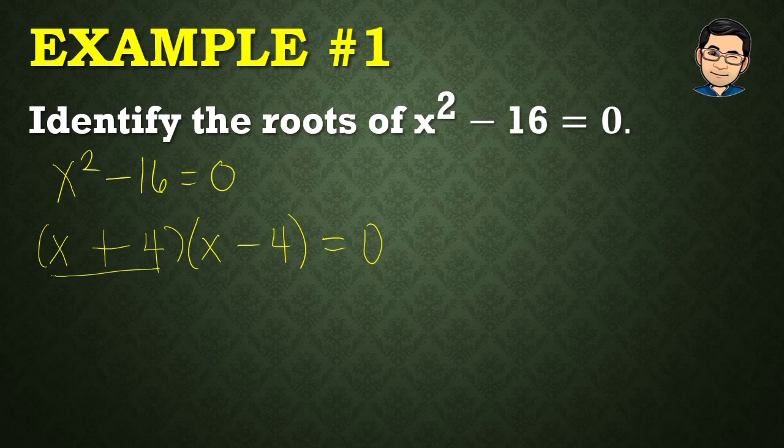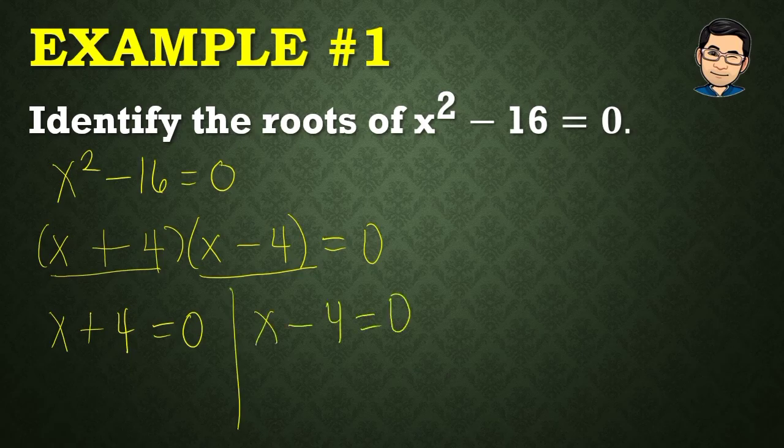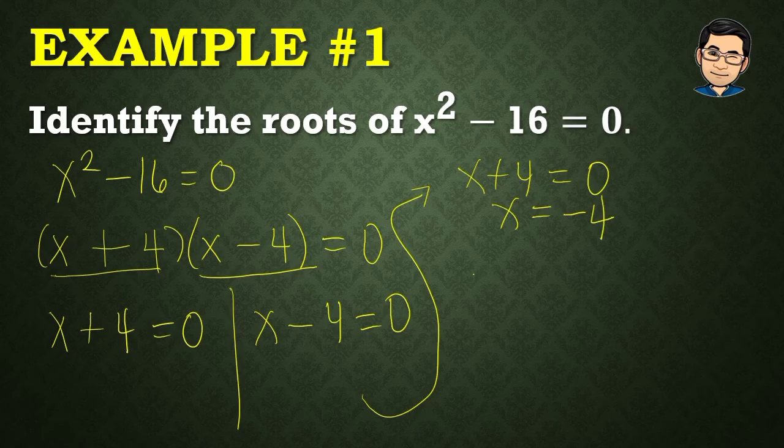Each term ng equation natin na factor, i-equate natin to 0 para makuha natin yung mga roots. So, magiging ganito. X plus 4 is equal to 0, tsaka x minus 4 is equal to 0. So, para ma-solve yan, pakita natin dito, x plus 4 is equal to 0. So, ang sagot dito, x equals negative 4. Isa naman, x minus 4 is equal to 0. Ang sagot dito is positive 4.